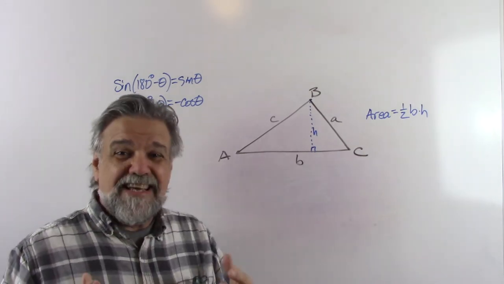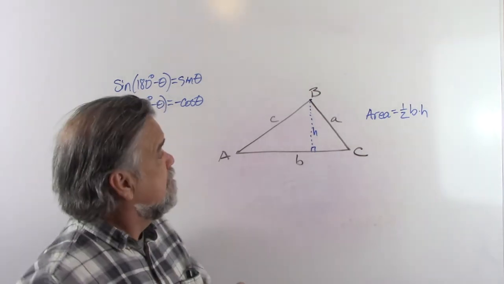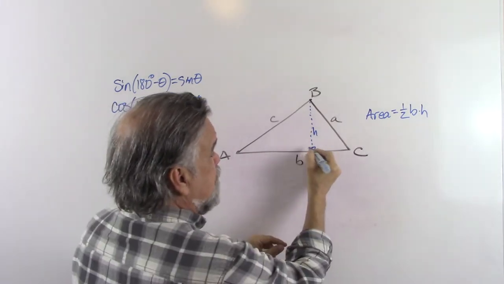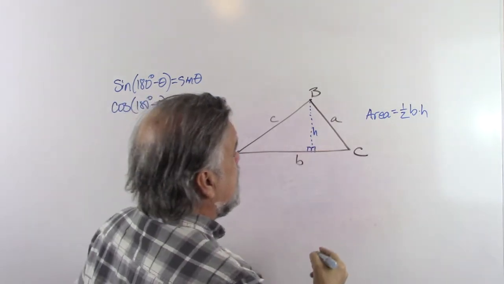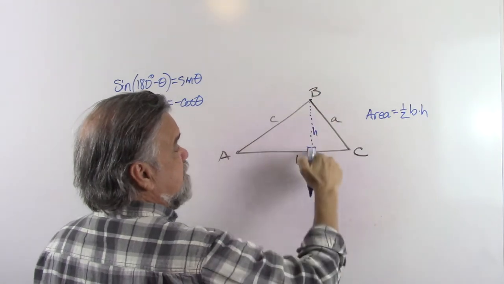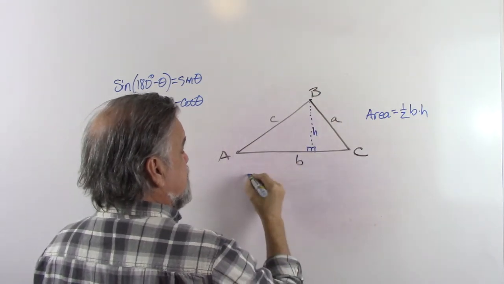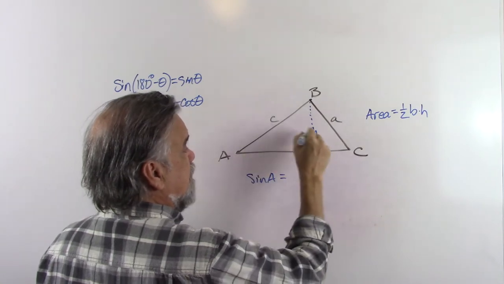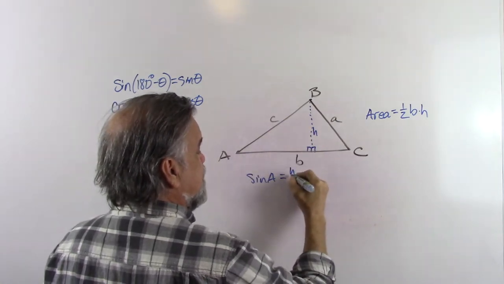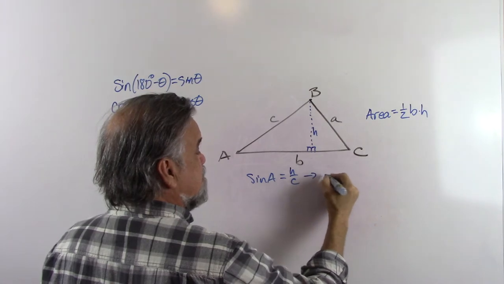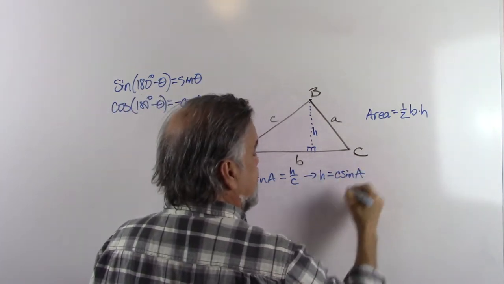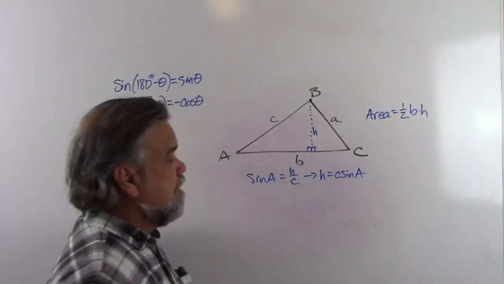Now, what is H? Well, since these are both right angles right here, I'm just going to look at this right triangle right here, and I know that the sine of angle A is going to be opposite over hypotenuse. That's H over C, and what that tells me is that H equals C times the sine of A.